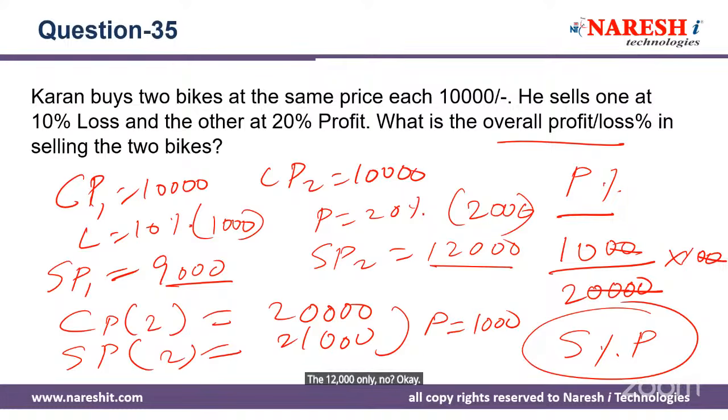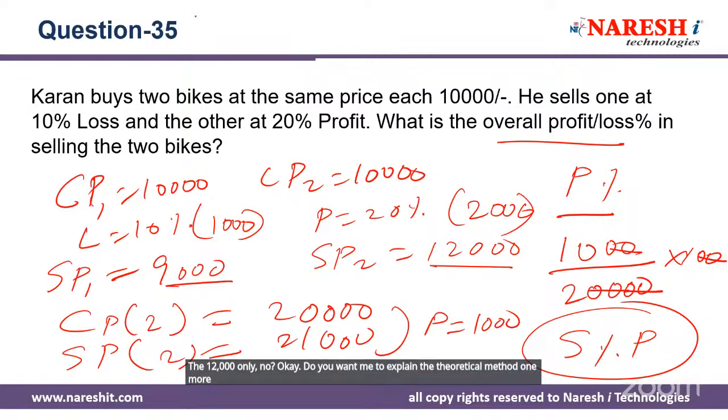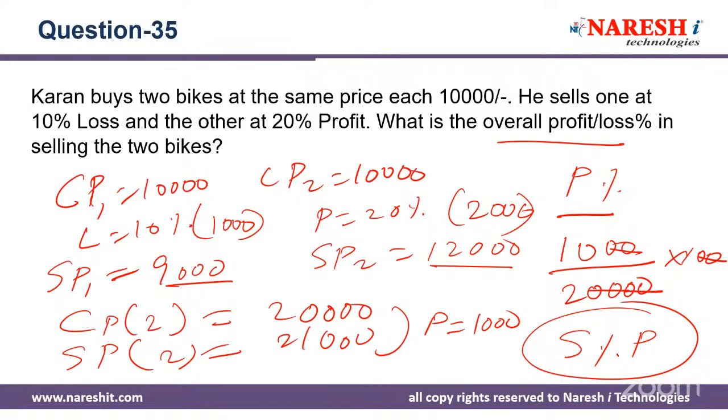Do you want me to explain the theoretical method one more time or should I explain the shortcut directly?